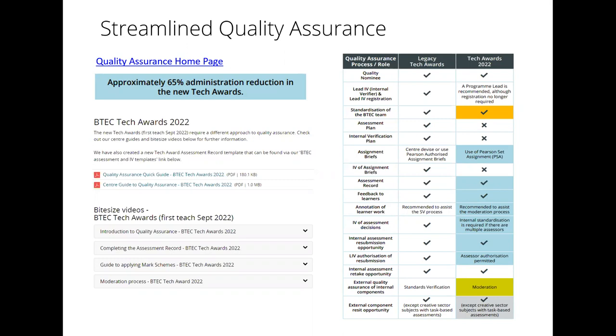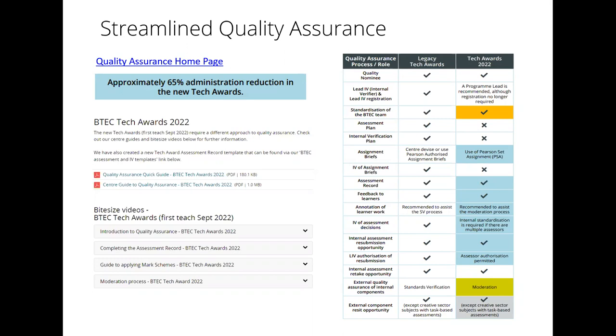The most important thing I want to point out on this is the amount of quality assurance processes you no longer have to do on the new tech awards. If you look at the legacy tech awards, you had to do things like registering, you had to have IV plans, assessment plans, IV of assignment briefs, I can go on. Now, we don't have those things. We now recommend you do moderation, internal moderation, internal standardization.